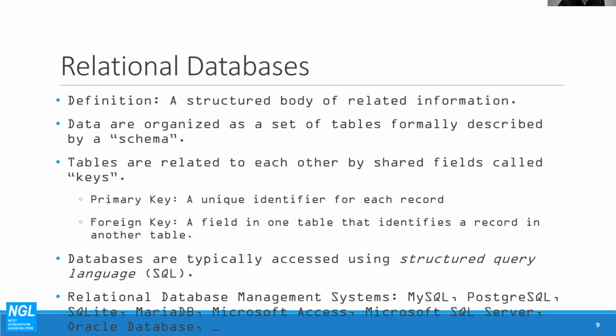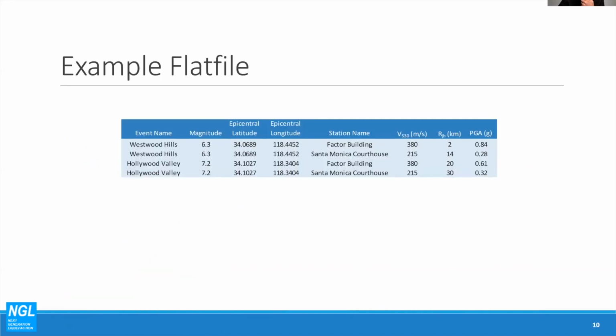But there are different relational database management systems. MySQL is a common one. There's PostgreSQL. SQLite is one that I'll use today to just quickly demonstrate an example. And then there's MariaDB, Microsoft Access, Microsoft SQL Server, Oracle Database. There's even new products like MongoDB that are NoSQL or no organizational structure. They're basically JSON.